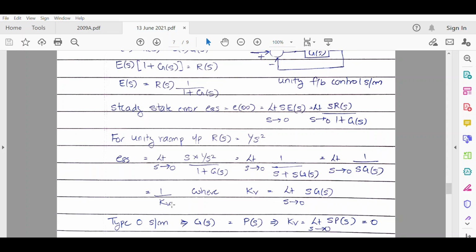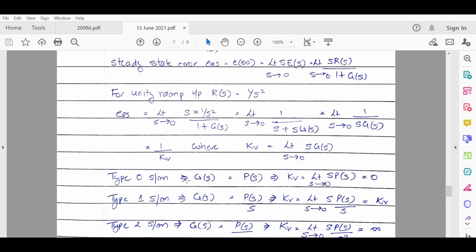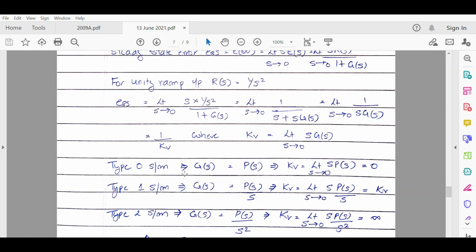Now this constant is defined for a particular input, which is nothing but the unit ramp input, and now we'll consider different types of systems and the velocity error constant in all such cases. Now if we consider a type 0 system, it has no poles at the origin. So let us consider this G of s as P of s.